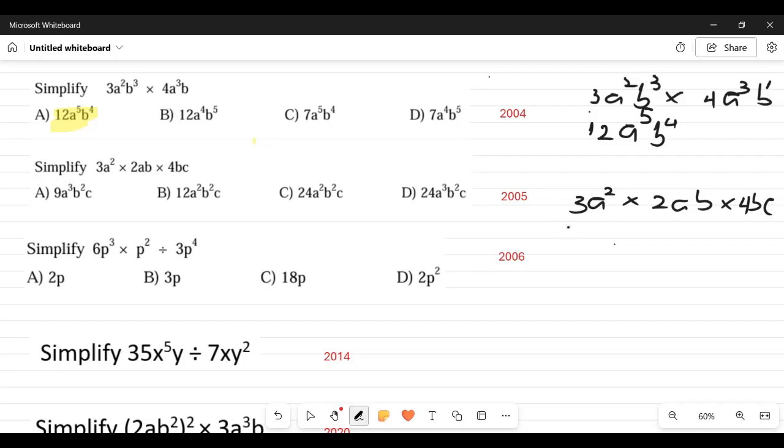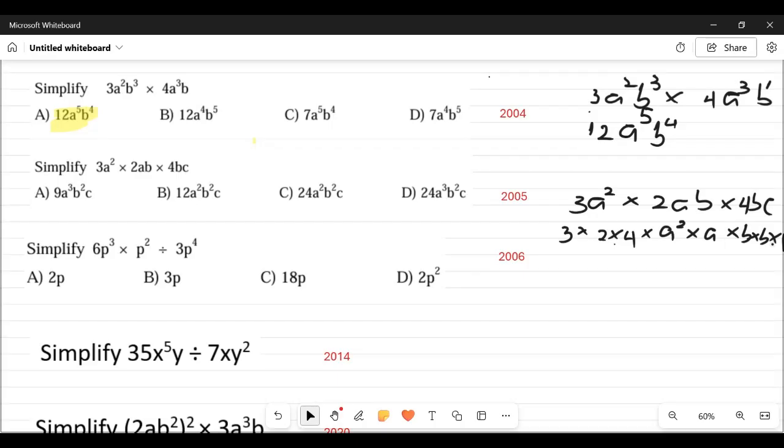So let's multiply the coefficients, or the numbers. So 3 times 2 is going to be 6, and then 6 times 4. So let me break it down here: 3 times 2 times 4. Let's come to the letters. So we have a squared times a, and then b times b times b, and then times c.